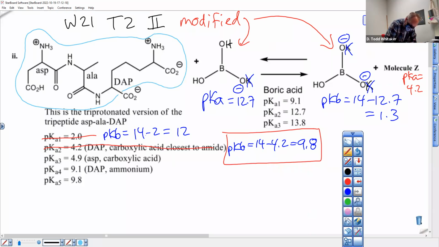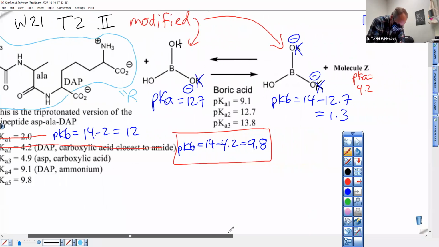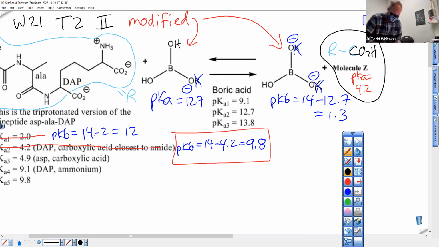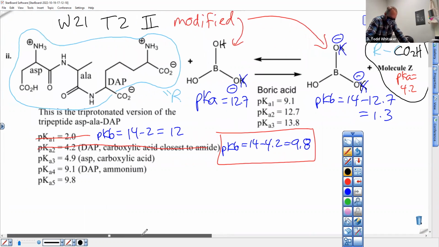Call it R, call it whatever you want. R is just very common in organic chemistry. And molecule Z is R attached to CO2H, and it has a pKa of 4.2. And we're well on our way. Circle the arrow that points from the lower pKa, 4.2, to the higher pKa, 12.7.